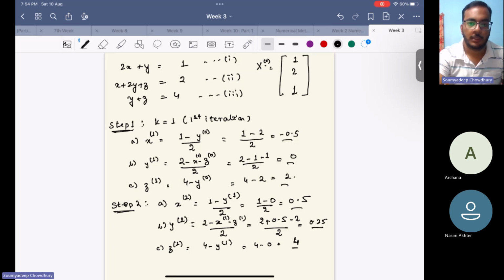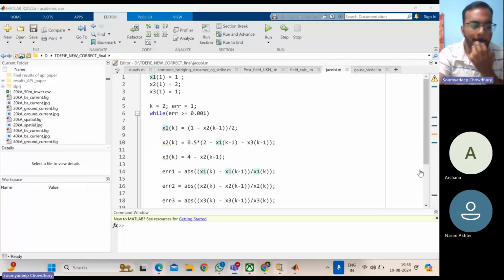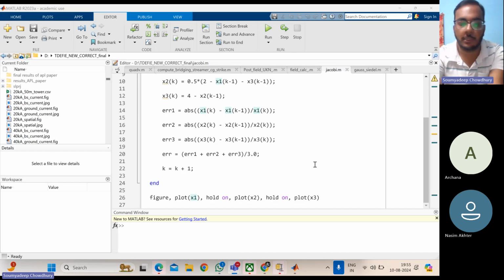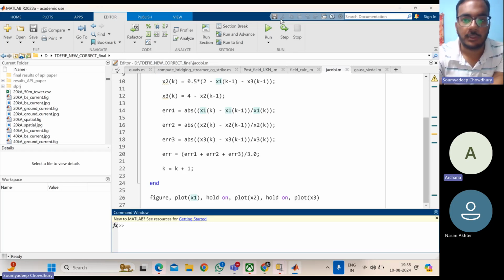I'll just share my screen. You can tell me whether my screen is visible, the MATLAB screen. No, it's not visible. One second. Now is it visible? Yes, it's now visible. So here, you don't need to know MATLAB. I'll just tell you how the solution will look. Basically, this is the Jacobi method.